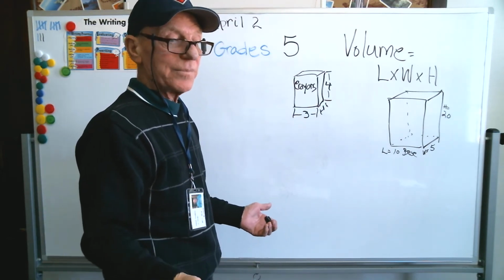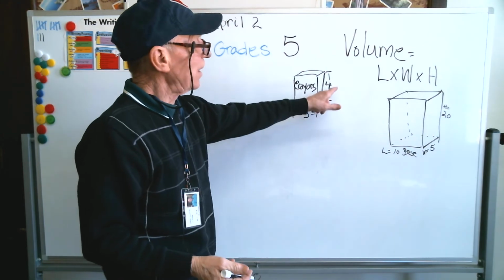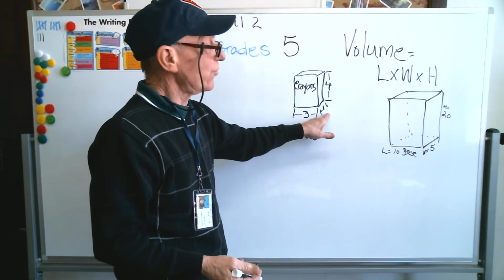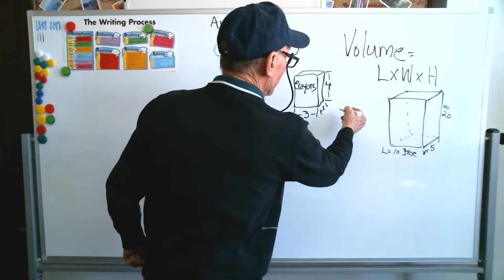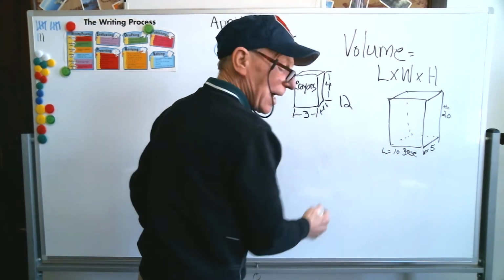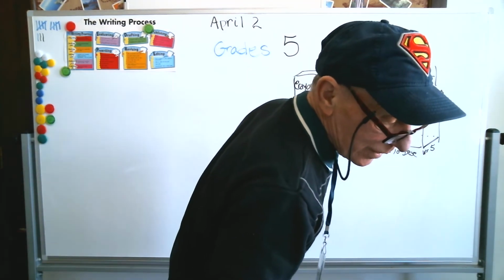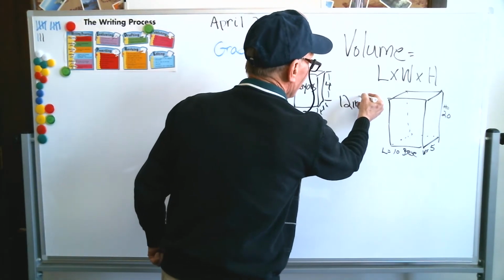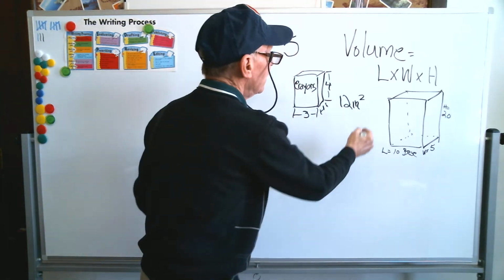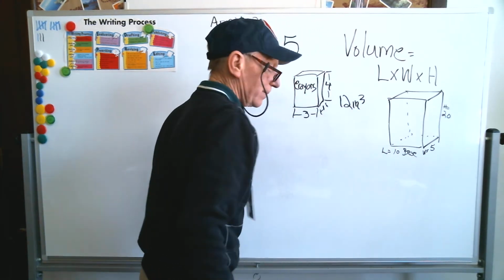Length times width times height. 3 times 1 times 4. 3 times 1 is 3. 3 times 4 is 12. And this is in the unit of measure inches. So 12 inches cubed.